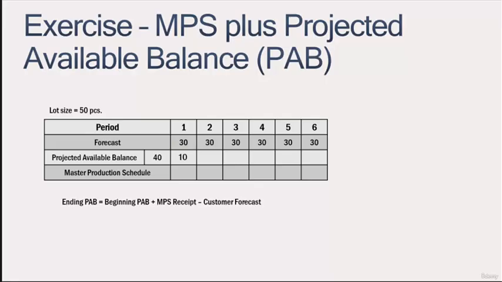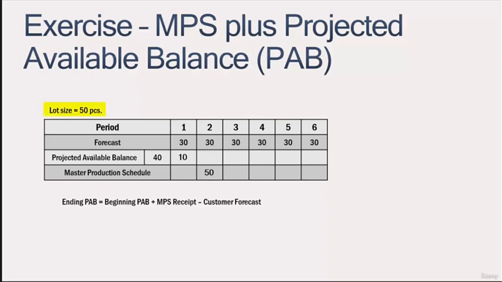Now we go to period 2. The ending PAB in period 1 is the beginning PAB in period 2. Using the formula, we have 10 pieces as the beginning PAB, plus 0 as we don't have an MPS receipt, minus the forecast of 30 equals balance of minus 20. Since we have a negative PAB, we need to schedule an MPS in period 2.